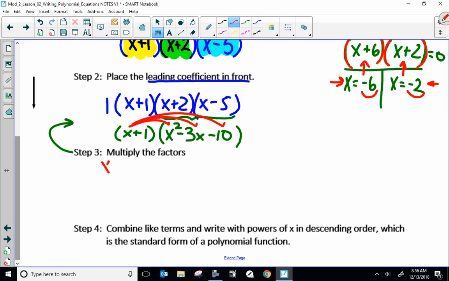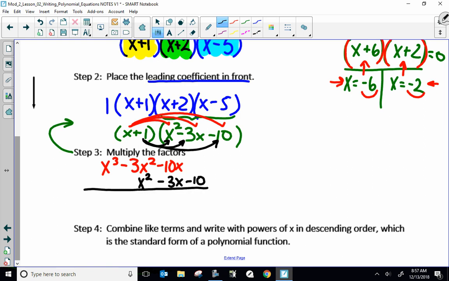So I've got x cubed, that's x times x squared, minus x times negative 3x is negative 3x squared. Then my last one, x times negative 10 is negative 10x. I still need to multiply my positive 1 into these. 1 times x squared is just x squared. And notice I'm lining up my like terms because when I add them, it's all going to be nice and even and lined up. 1 times negative 3x is just negative 3x. And 1 times negative 10 is negative 10.